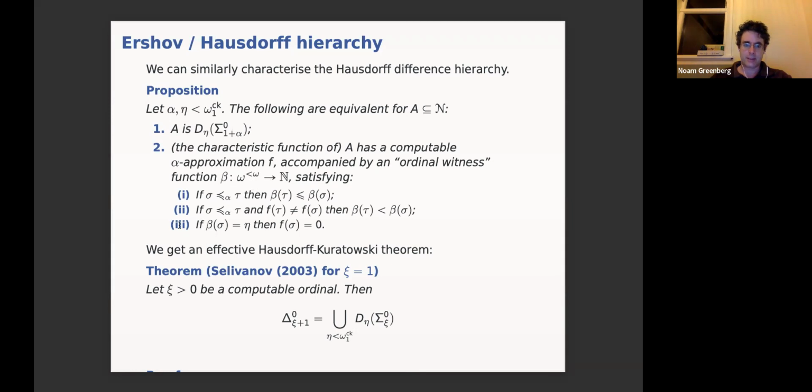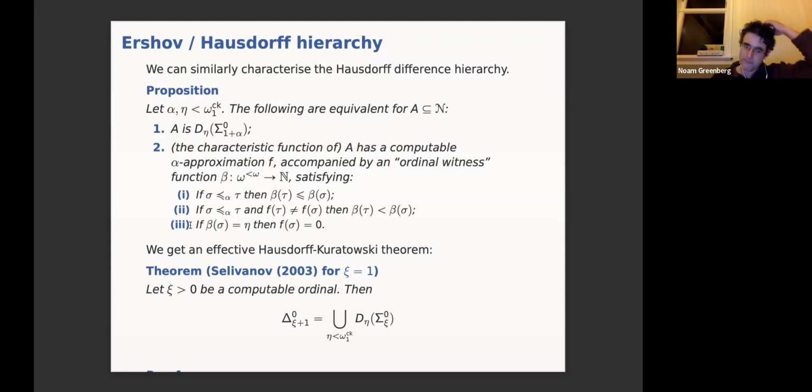So what the third condition says is that if the value is eta, if the value is the largest that is possible, then the answer has to be no, has to be out. I'm trying to compute a characteristic function. That means that I'm starting my approximation with out, and then if the ordinal decreases below beta, then I can change my mind as I go.